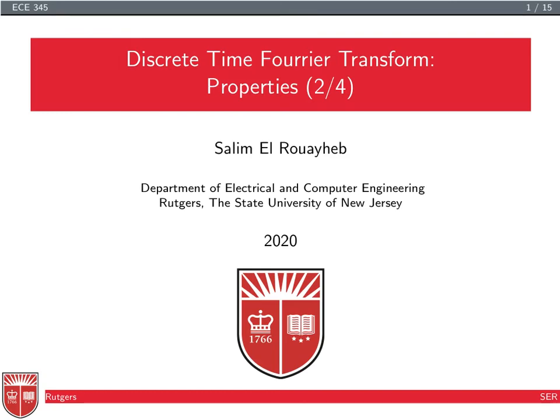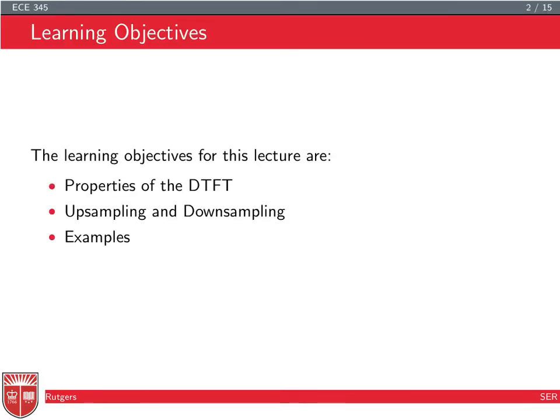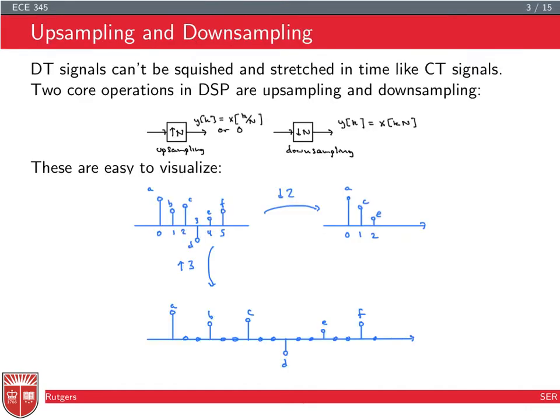This lecture is on the second part on the properties of the DTFT. In this lecture, we will continue our discussion on the properties of the DTFT, and specifically, we will focus on upsampling and downsampling, and we will go over a few examples that apply these properties.